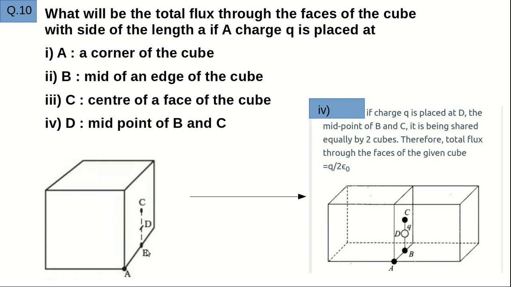Now if you place the charge at the midpoint between b and c, that is at d, then also you will need 2 other cubes to make this charge q a enclosed charge. As we know, for Gauss's law to be applied you need a closed surface, so that is necessary. So here also these 2 cubes are needed, and the flux through each cube will be q by 2 epsilon naught. So these are 4 good examples of flux through a cube.